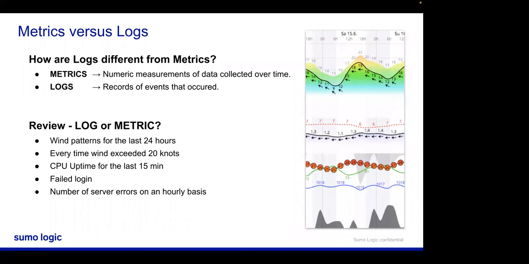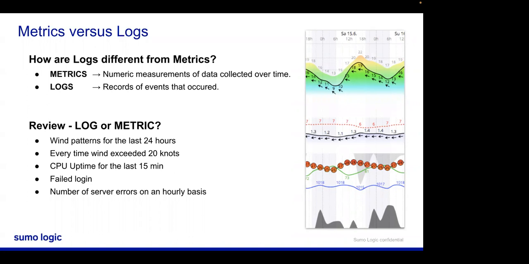I want to see my CPU uptime for the last 15 minutes. Again, that's numeric. How long have I been up for the last 15 minutes? Although I have to say, if I'm looking at CPU uptime for the last 15 minutes, I hope it's been 15 minutes. Okay. If it hasn't, something's seriously wrong.